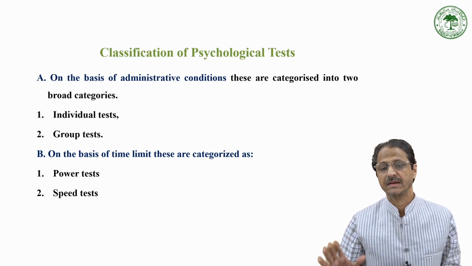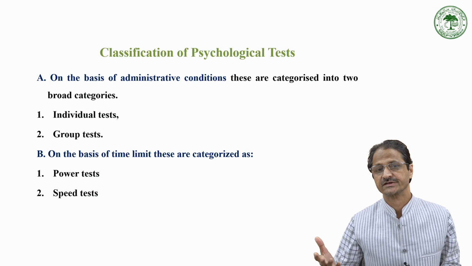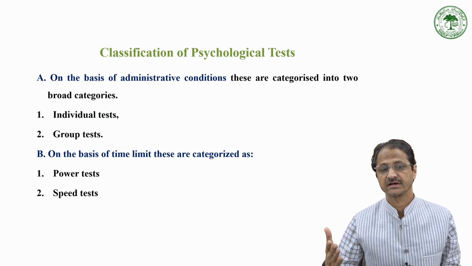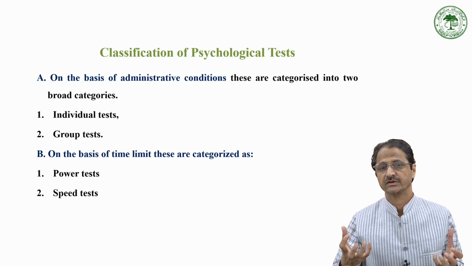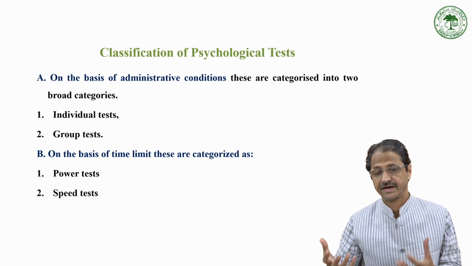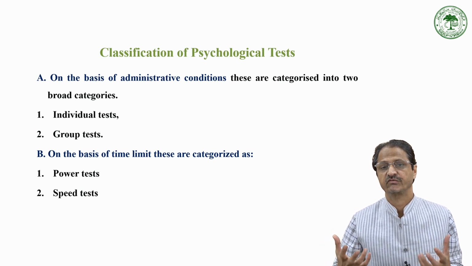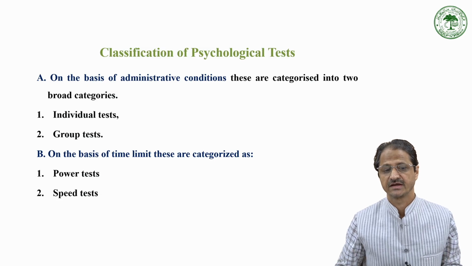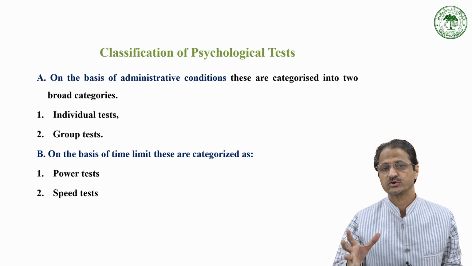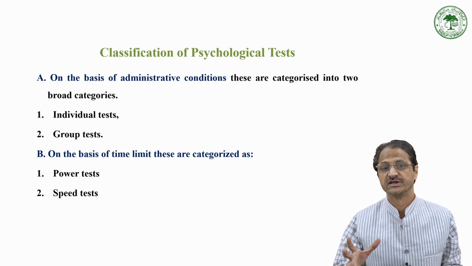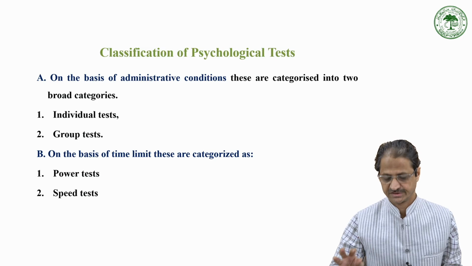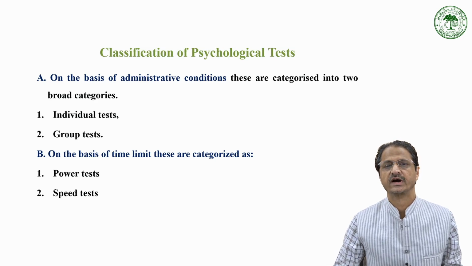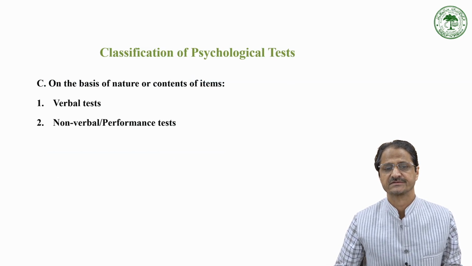On the basis of time limit, they can be categorized into two other broad categories: power test as well as speed test. Power test means the enrichment or in-depth knowledge related to that aspect or construct for which you are using the psychological test. And speed test is basically related to knowing your ability to perform tasks with speed, or that is called frequency. Okay, how frequent you are in performing your responsibilities.